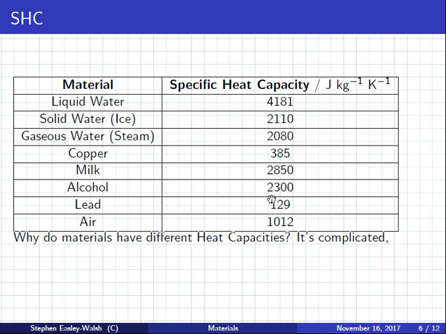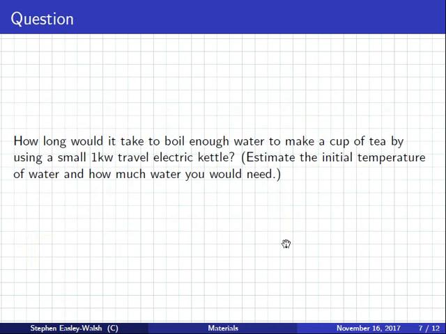So why do different materials have different heat capacities? The answer is it's complicated, and we might look at it later. You might be wondering why water has 4,000 and milk has 2,000 and air has 1,000. The reason's actually quite complicated. When I was looking this up online, I thought there might be a simple explanation, but actually the explanation is quite complicated.